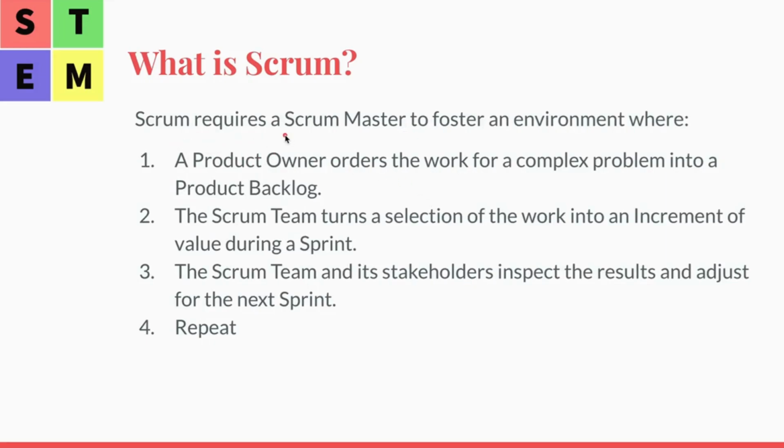Scrum requires a Scrum Master to foster an environment where a product owner orders the work for a complex problem into a product backlog. The Scrum team turns the selection of the work into an increment of value during a sprint. The Scrum team and its stakeholders inspect the result and adjust for the next sprint, and repeat. So that's Scrum. There are lots of new terminologies that we are going to talk about later.